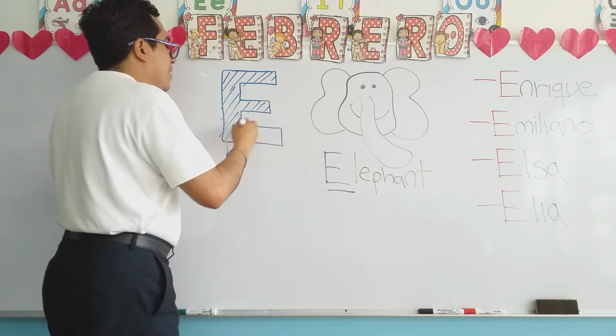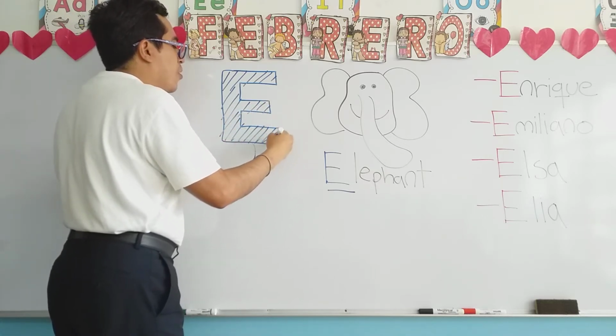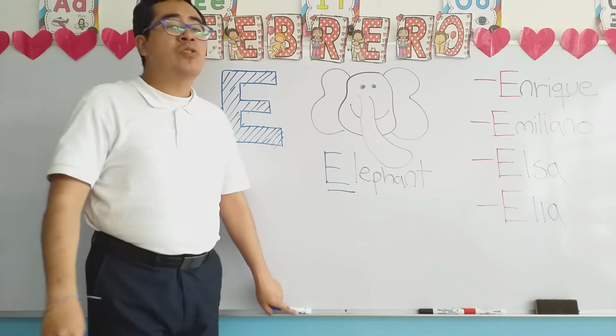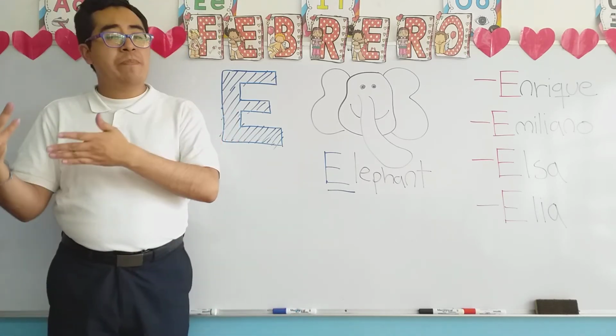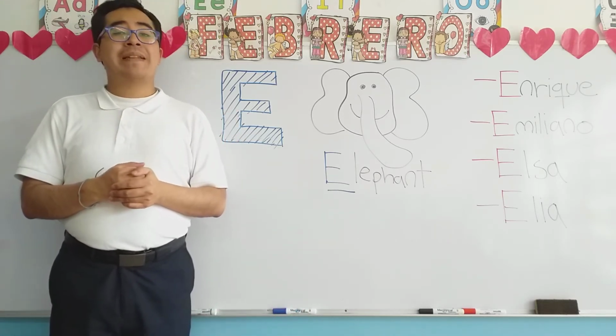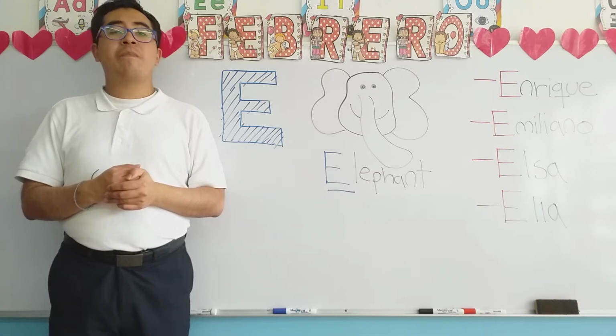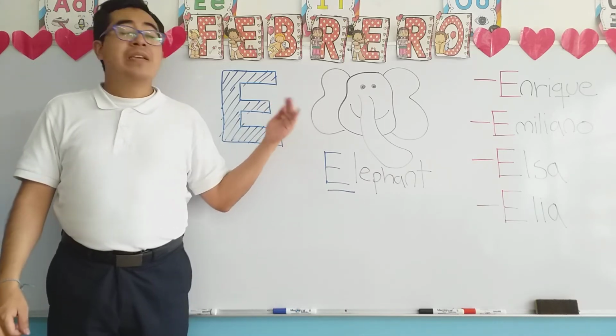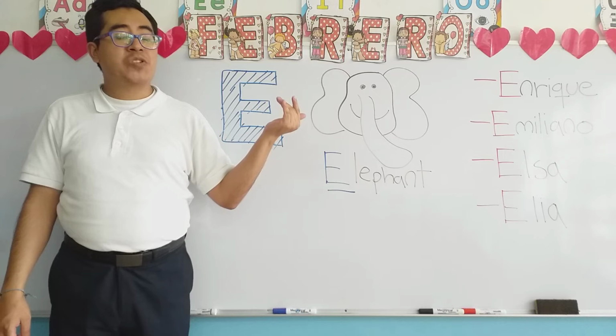Now remember that letters are not just for objects. We can also use them for names of people. Recuerden que las vocales no nada más son para nombres de objetos, sino también para nombres de personas.